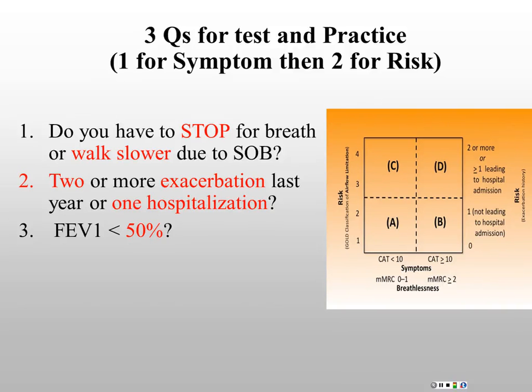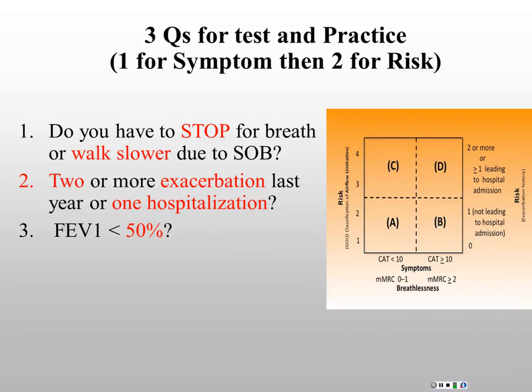Then you ask the patient about the risk of exacerbation by asking if the patient had 2 or more exacerbations the last year or 1 single hospitalization. If he answers yes, he is at high risk for exacerbation. And you look at FEV1, if it's lower than 50%, he is high risk. What about if you get low risk here and high risk in the other question? You take the higher risk and you use it for classification. So just the 3 questions will help you to classify A, B, C, D.